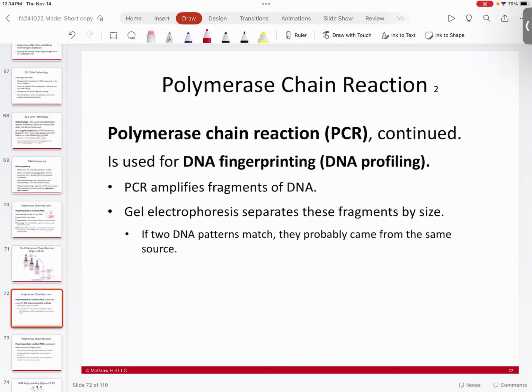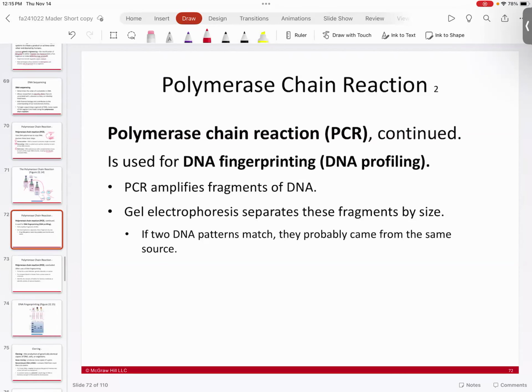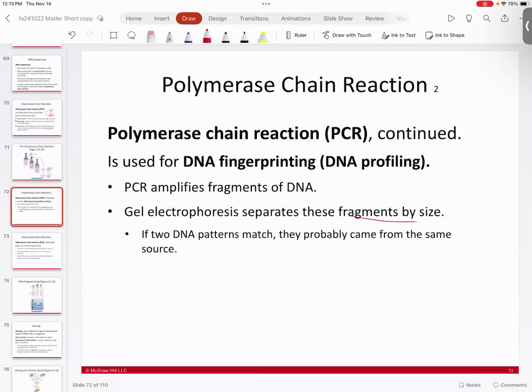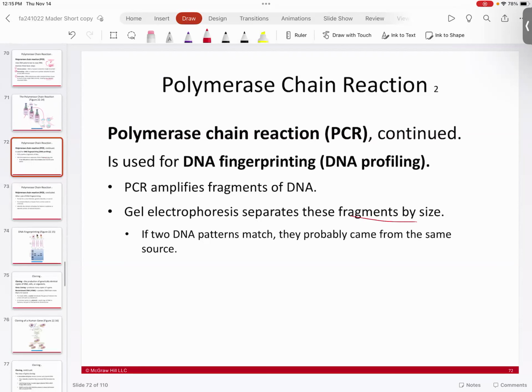PCR is a critical technique, especially before we're able to do any kind of analysis on DNA. Whenever we're doing DNA fingerprinting or DNA profiling, we have to amplify that DNA with PCR. Then we analyze the fragments of DNA through a process called gel electrophoresis, which is kind of like a little pad of jello that separates the DNA by size. And so the patterns that we see in the DNA, if they match, basically came from the same source.